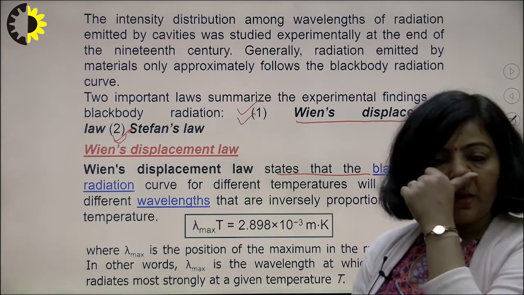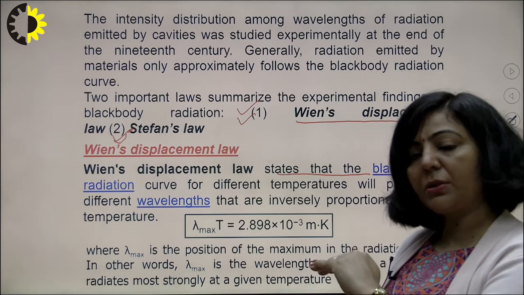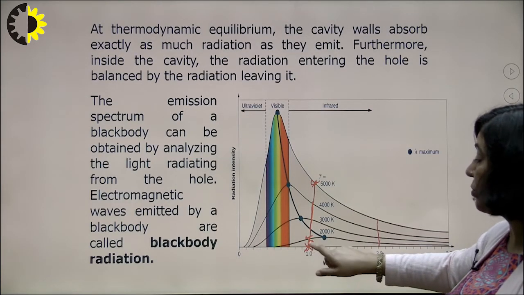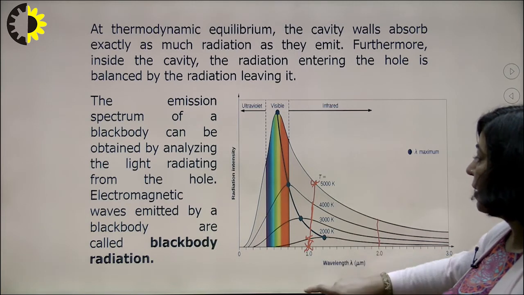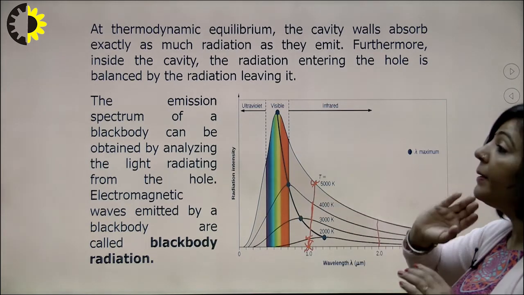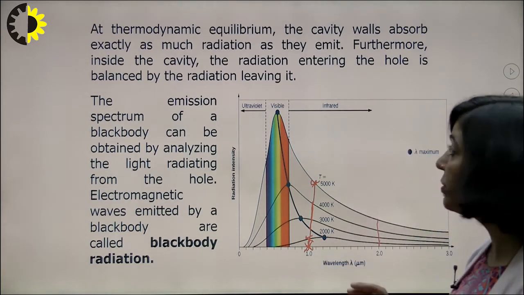Is it right? For temperature 2000 Kelvin, you are getting lambda max at a certain wavelength. You are getting lambda max at this point, then at this point, then at this point. It means that lambda max is different at different temperatures. I hope this is clear.